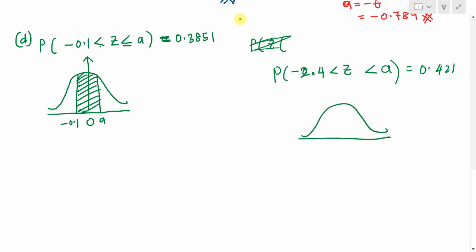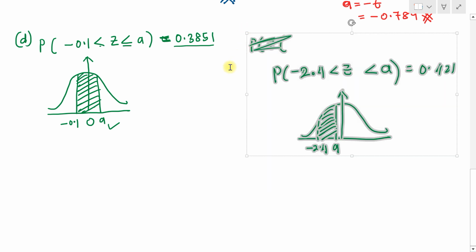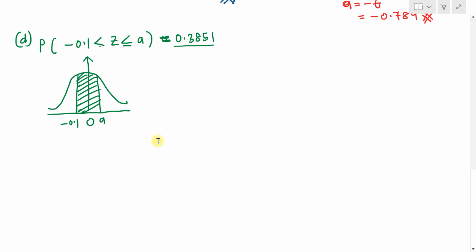So this one, yes, negative 2.4 is very far from 0, so your A memang dia akan ada dekat sini. Boleh faham the difference? The 0.1 is very near with 0. So of course the next value you want to find, 0.3851, is quite a big number of probabilities. So your A should be at positive lah. Or you try both. If worst comes to worst, you try both, which one is valid, you take that one. Okay.